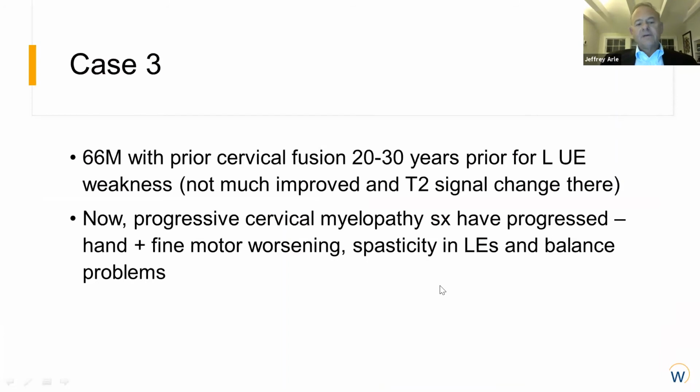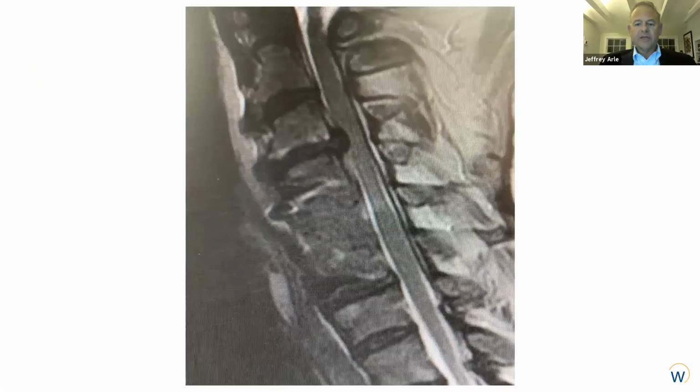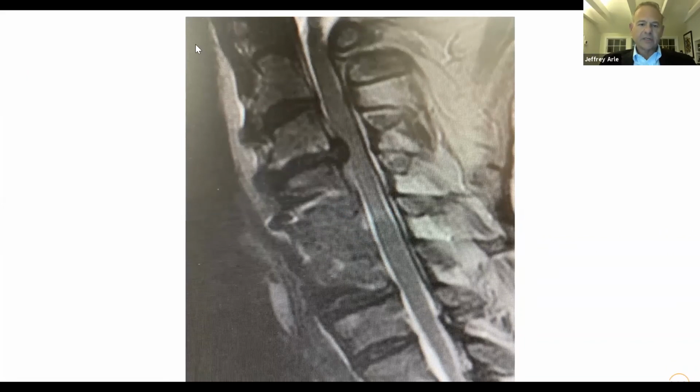Case 3, 66-year-old gentleman, prior fusion, 20 or 30 years prior for left arm weakness. There's T2 signal change there and did not have much improvement with that. And now has progressive myelopathy that has hand function, fine motor function worsening with spasticity in the lower extremities and balance problems that came in. So this is obviously a concerning clinical picture. And you've got this prior fusion, some T2 signal here, but very large disc right above that.